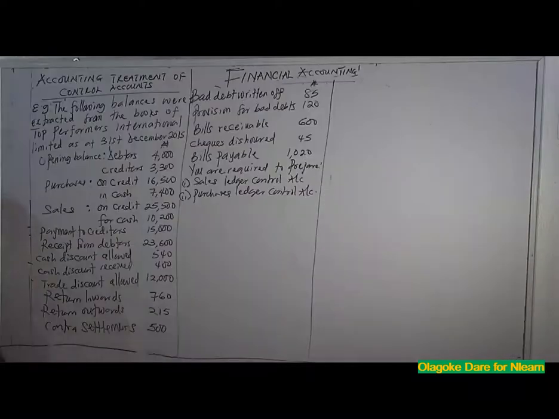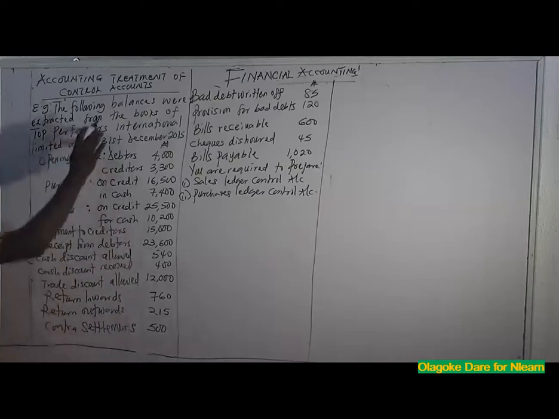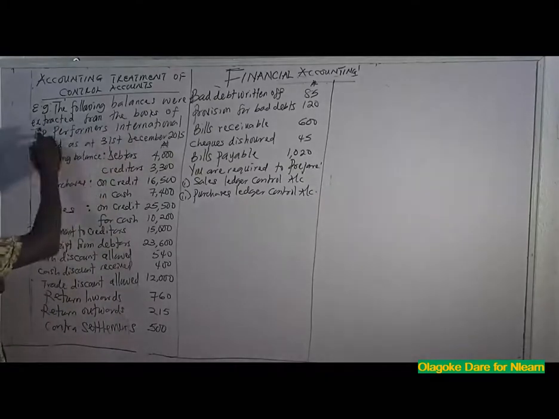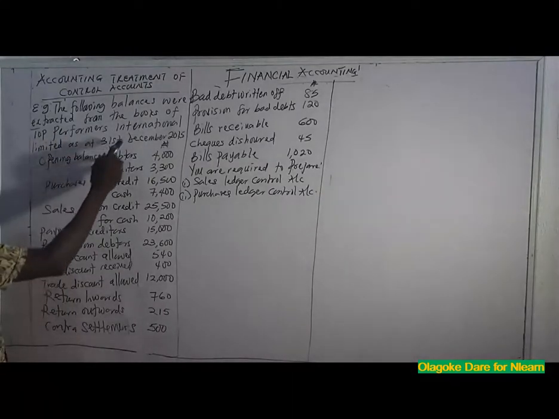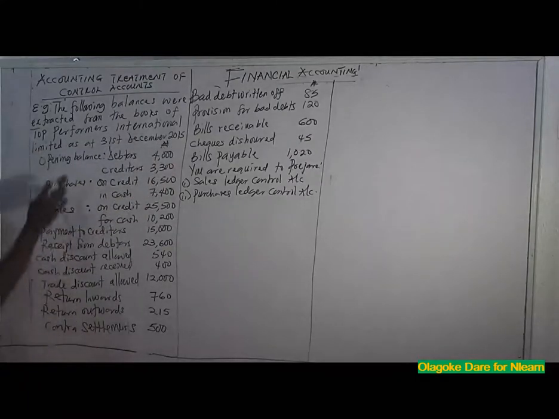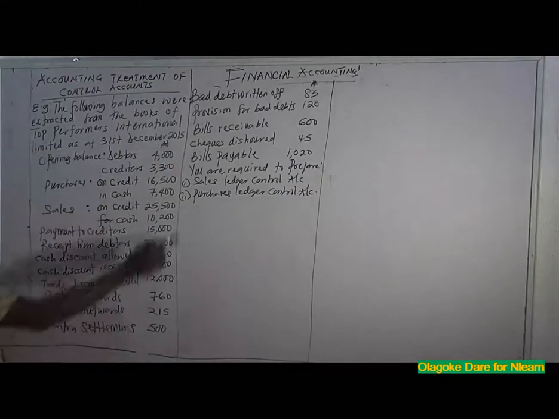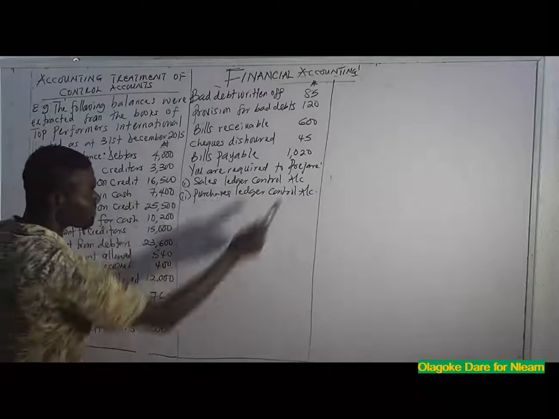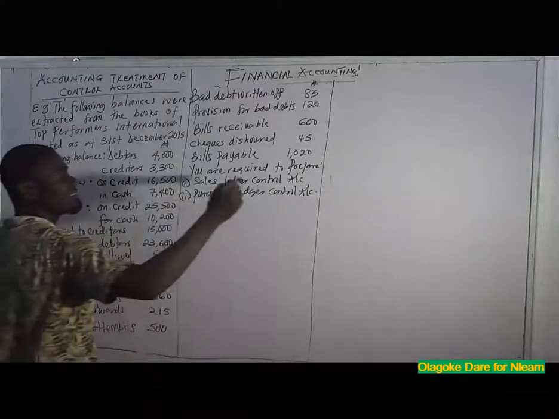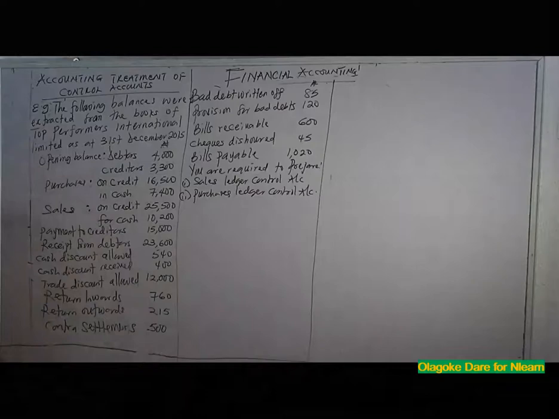Yes, this is a standard question for control accounts. So we are going to look at this to test the principles we have. Now the following balances were extracted from the books of Top Performers International Limited as at 31st December 2015. We have opening balances down to bills payable. So we are told to prepare a sales ledger control account and a purchases ledger control account.